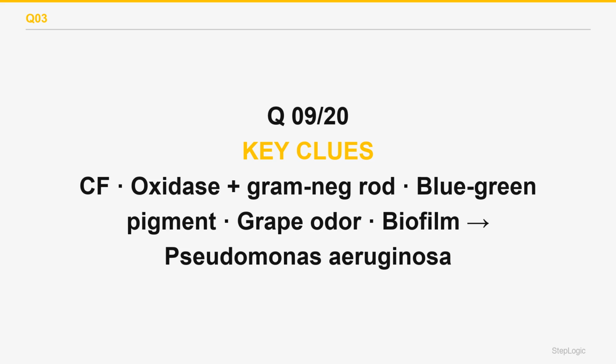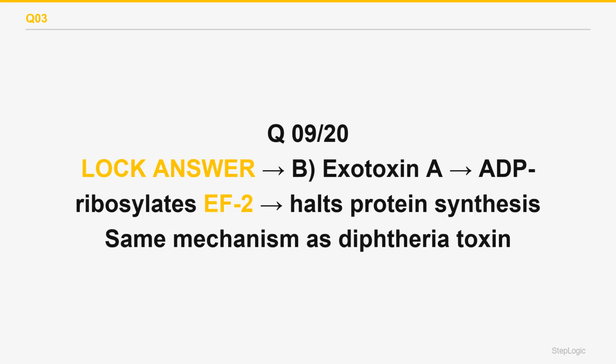This is the answer to the specific question: protein synthesis inhibition equals exotoxin A. The other factors are real Pseudomonas virulence mechanisms, but do different things. Pyocyanin generates reactive oxygen species and the blue-green color. The alginate capsule forms the protective biofilm in CF lungs. Phospholipase C degrades membranes, and LPS triggers septic shock. Only exotoxin A targets protein synthesis via EF2.